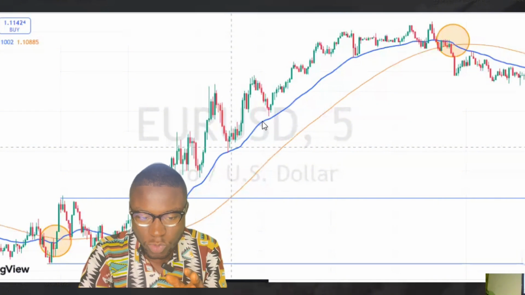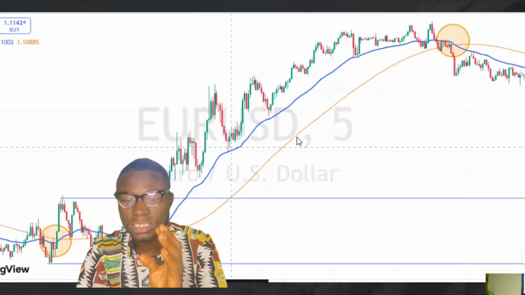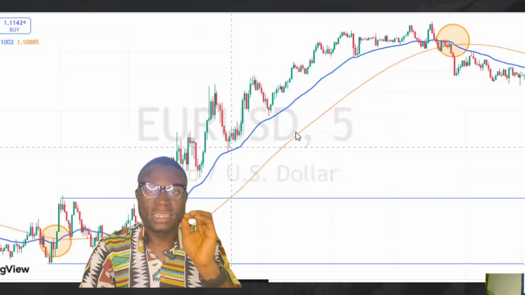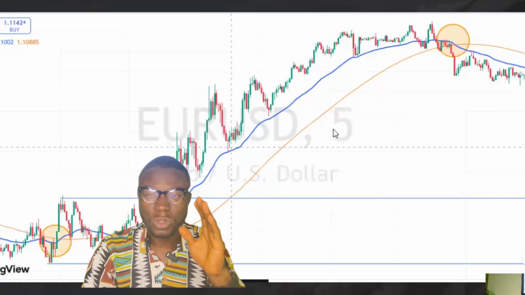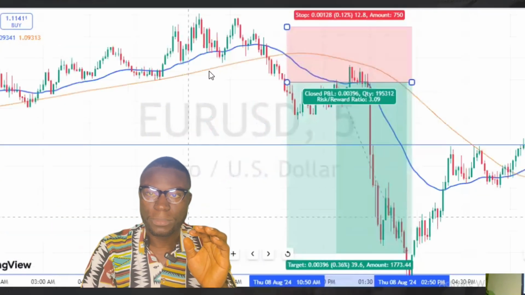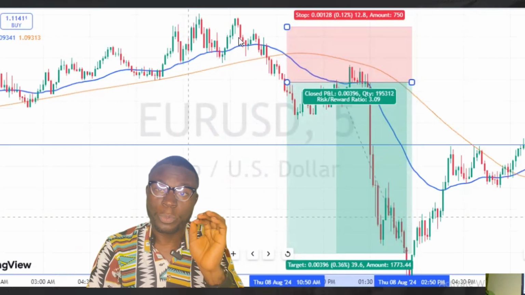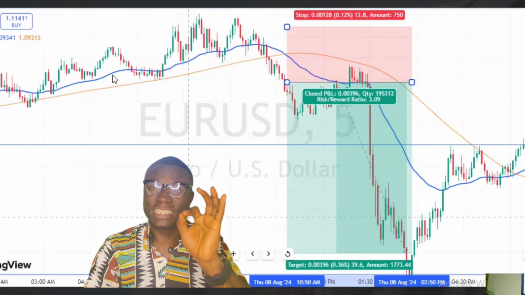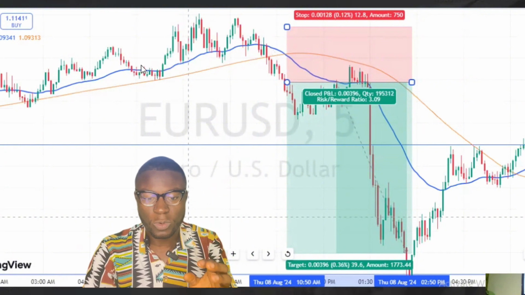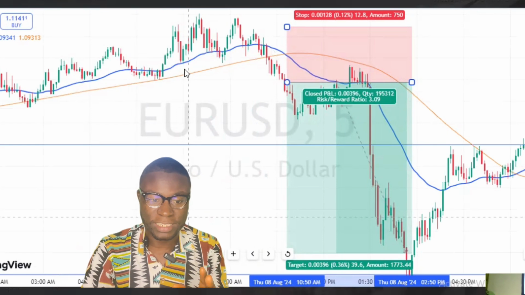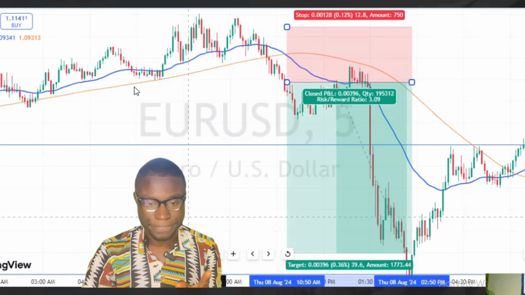As you can see, there are two lines here, the blue line and the orange colored line. These things, they work perfectly. So let's go straight to the first example. This is the first example here. You can see how price was moving above these moving averages. Price was trending above these moving averages, especially above this orange colored moving average.